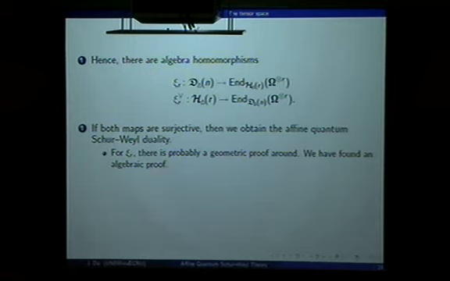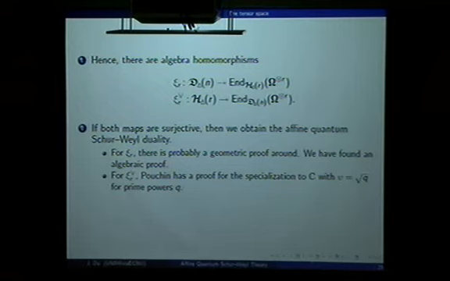Okay, so what is the next one? For this one, actually, it's natural to expect this is onto, but it's relatively hard to prove. But one piece of good news is that Du and Fu have a proof at the specializations when v is the square root of q, where q is a prime power.